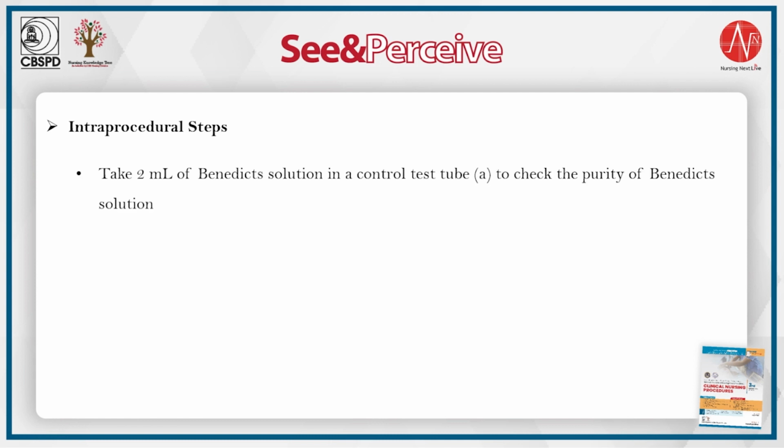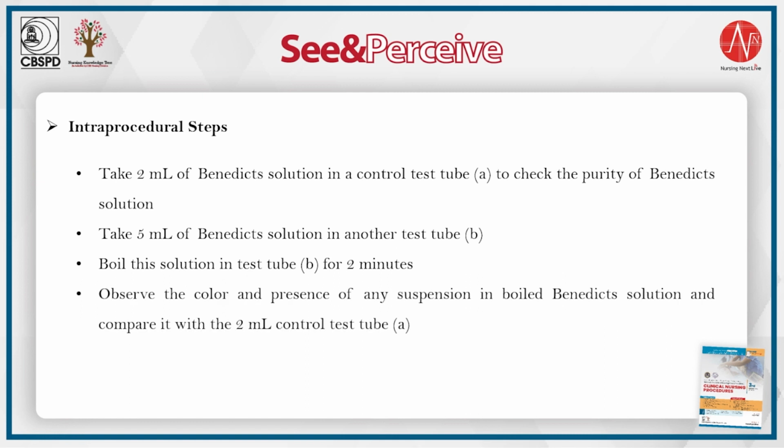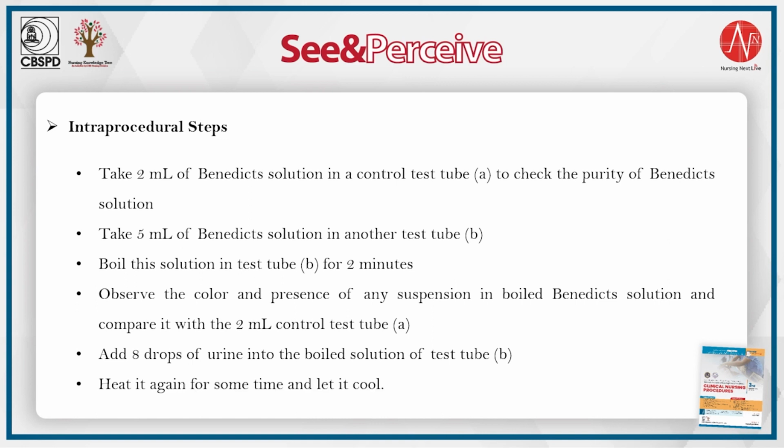Intra-procedural steps: take 2 ml of Benedict's solution in a control test tube A to check the purity of Benedict's solution. Take 5 ml of Benedict's solution in another test tube. Boil this solution in test tube B for 2 minutes. Observe the color and presence of any suspension in boiled Benedict solution and compare it with the 2 ml control test tube A. Add 8 drops of urine into the boiled solution of test tube B. Heat it again for some time and let it cool.